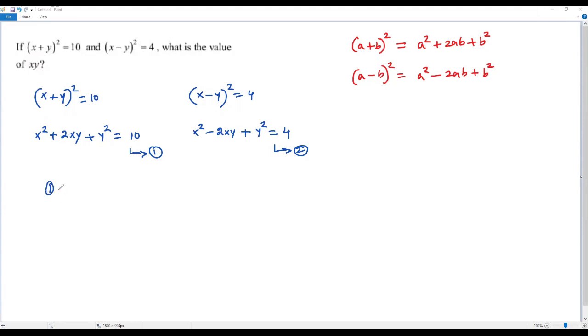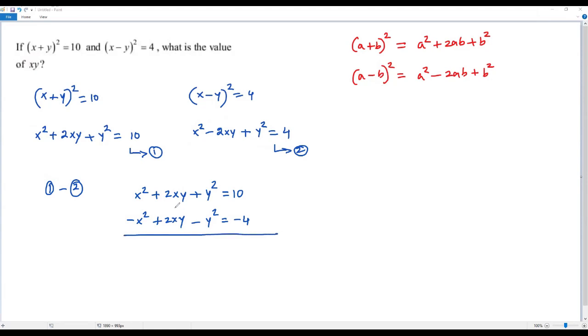Now let me subtract the second equation from the first equation. Let me write the first equation as it is, that is x² + 2xy + y² = 10. Here we have a negative sign in front of the second equation, so we have to multiply all the terms of the second equation by this negative sign. Multiplying x² by the negative sign, I get −x². Multiplying −2xy, it becomes +2xy. Multiplying +y², I get −y². Multiplying +4, I get −4.